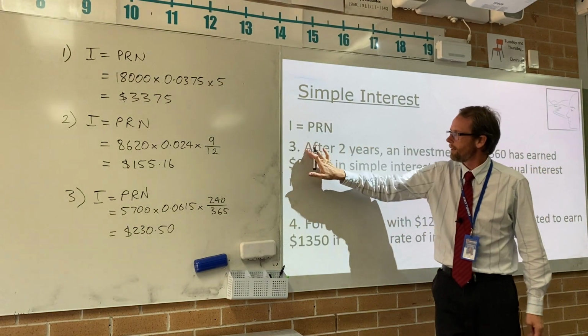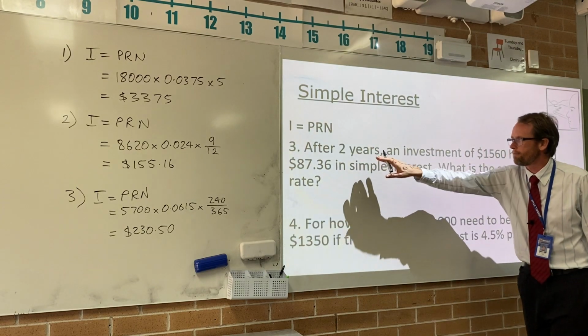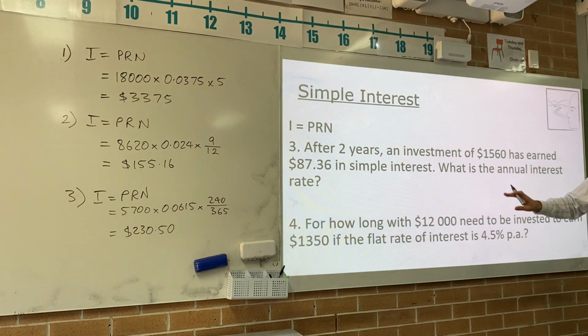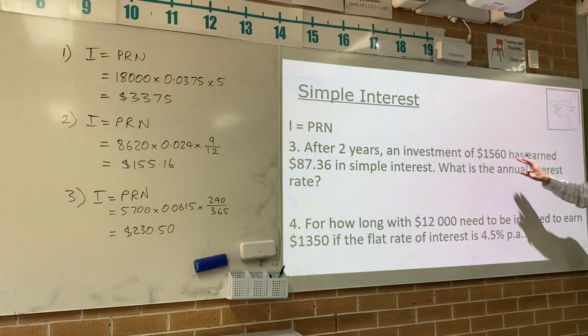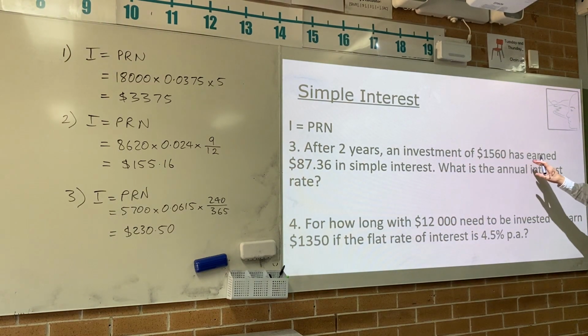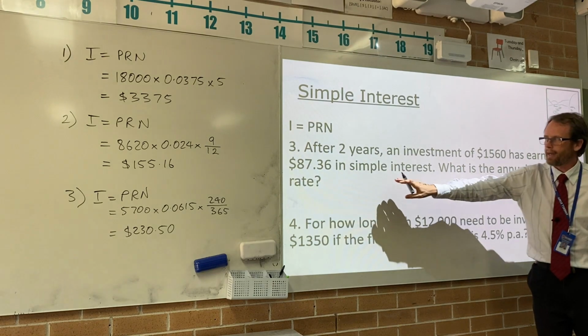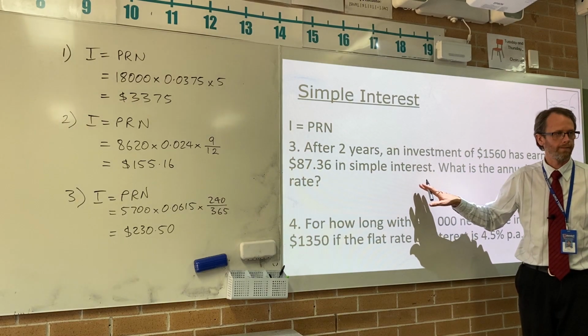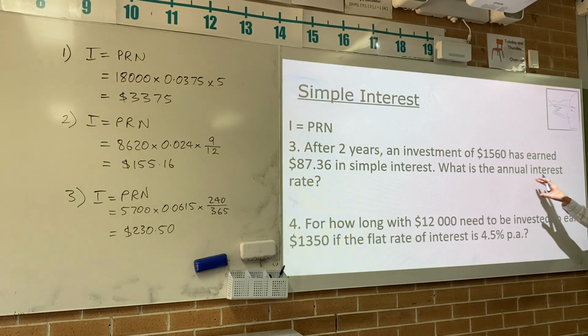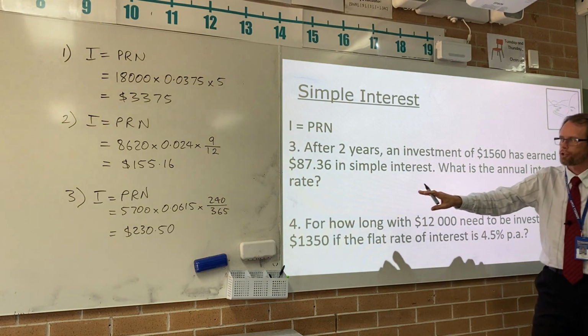Here's our formula, I equals PRN. But let's look at this question. After 2 years, an investment of $1,560 has earned $87.36 in simple interest. What is the annual interest rate?